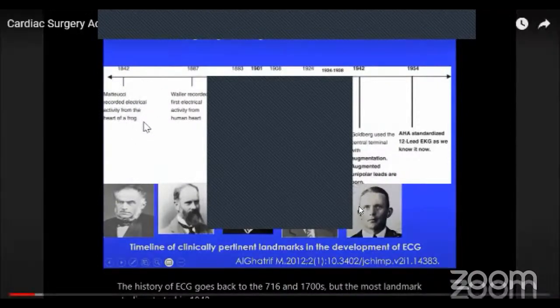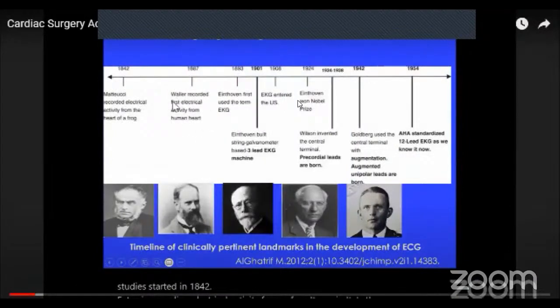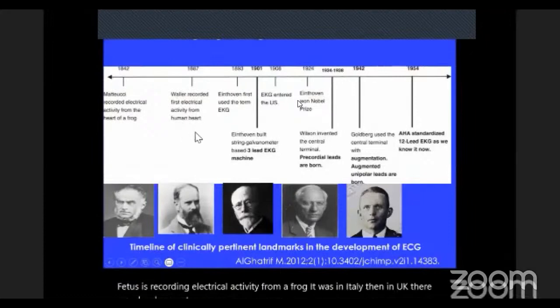The history of ECG goes back to the 1600s and 1700s, but the most landmark studies started in 1842. First is recording electrical activity from a frog. It was in Italy. Then in the UK, the first electrical activity from a human heart was recorded. Einthoven, well known for his contribution, is the one who actually gave the name electrocardiogram. He is from the Netherlands. He started recording the 3 leads, which are the typical bipolar limb leads, and he won the Nobel Prize for that work in 1924.